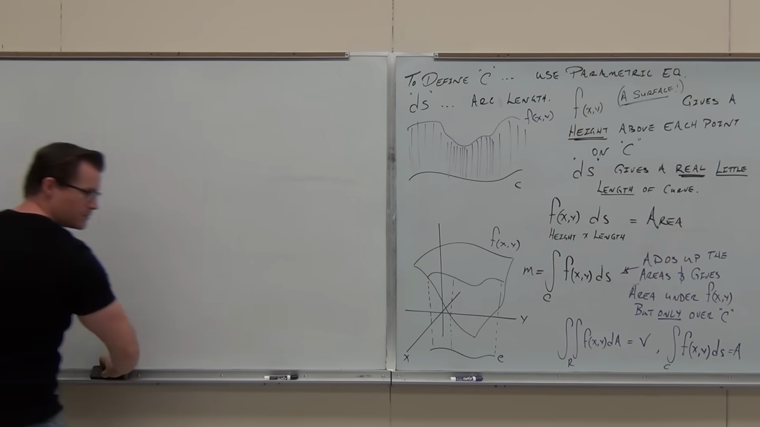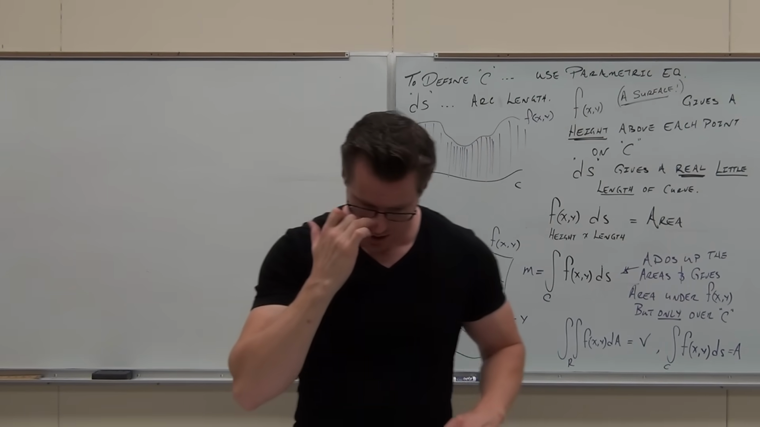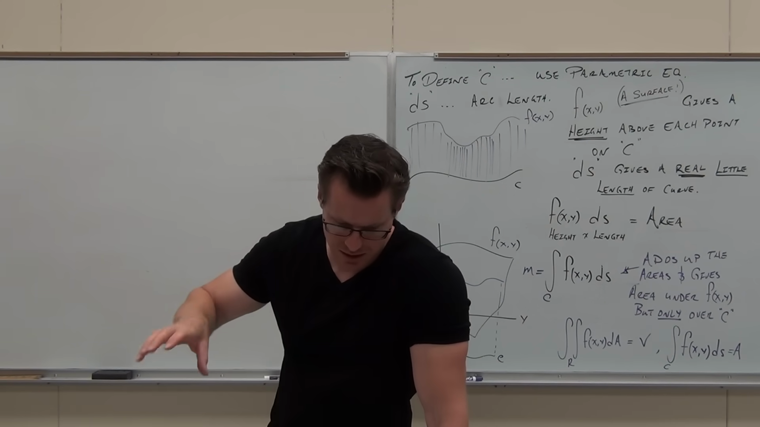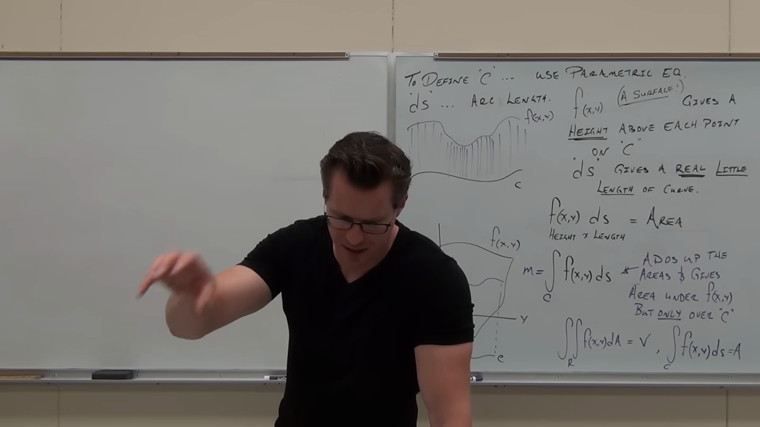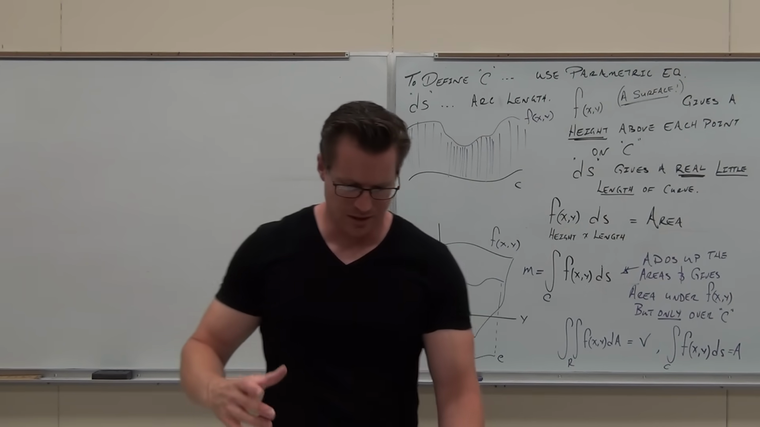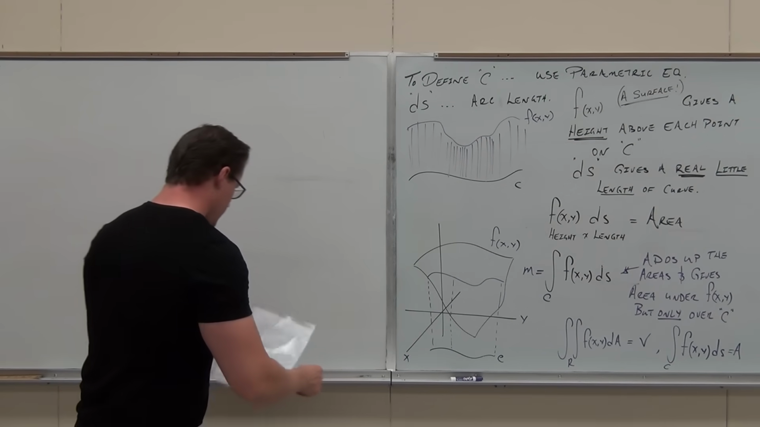Okay, so back to it. Good question. Thanks for that one. So this thing is going to find the area under f of x only along the path C, not a region, just over a curve. That's why it's area, not volume. Here's our goal.